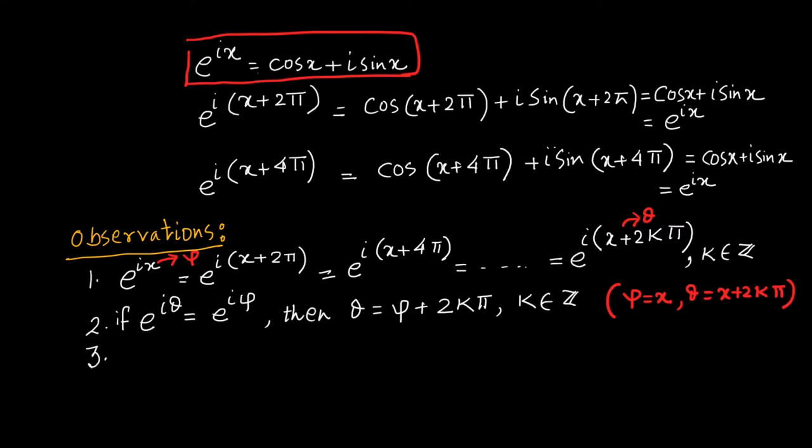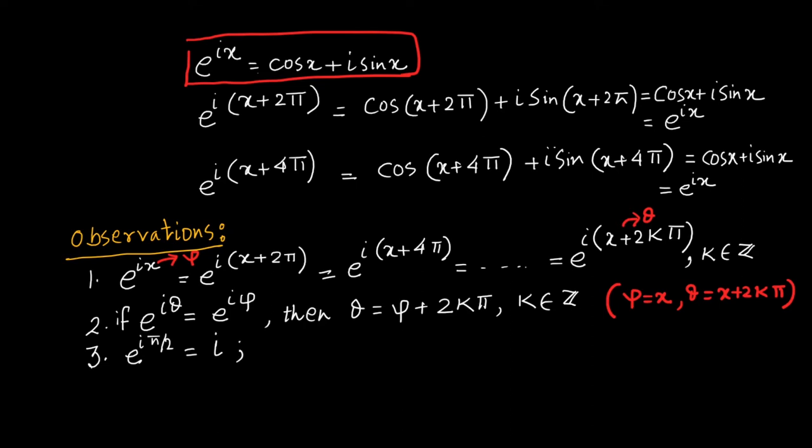For example, we can write e to the power i pi by 2. Can you tell me what that will be? That will be cos pi by 2 plus i sine pi by 2. So cos pi by 2 is 0 and sine pi by 2 is 1. So that means it will give us i.